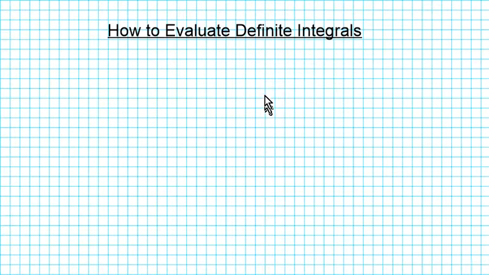Alright, so in this clip we're going to be going over how to evaluate definite integrals. To get us started, we're going to take a look at the formula for definite integration. So let's start by defining what the integral of f of x is.